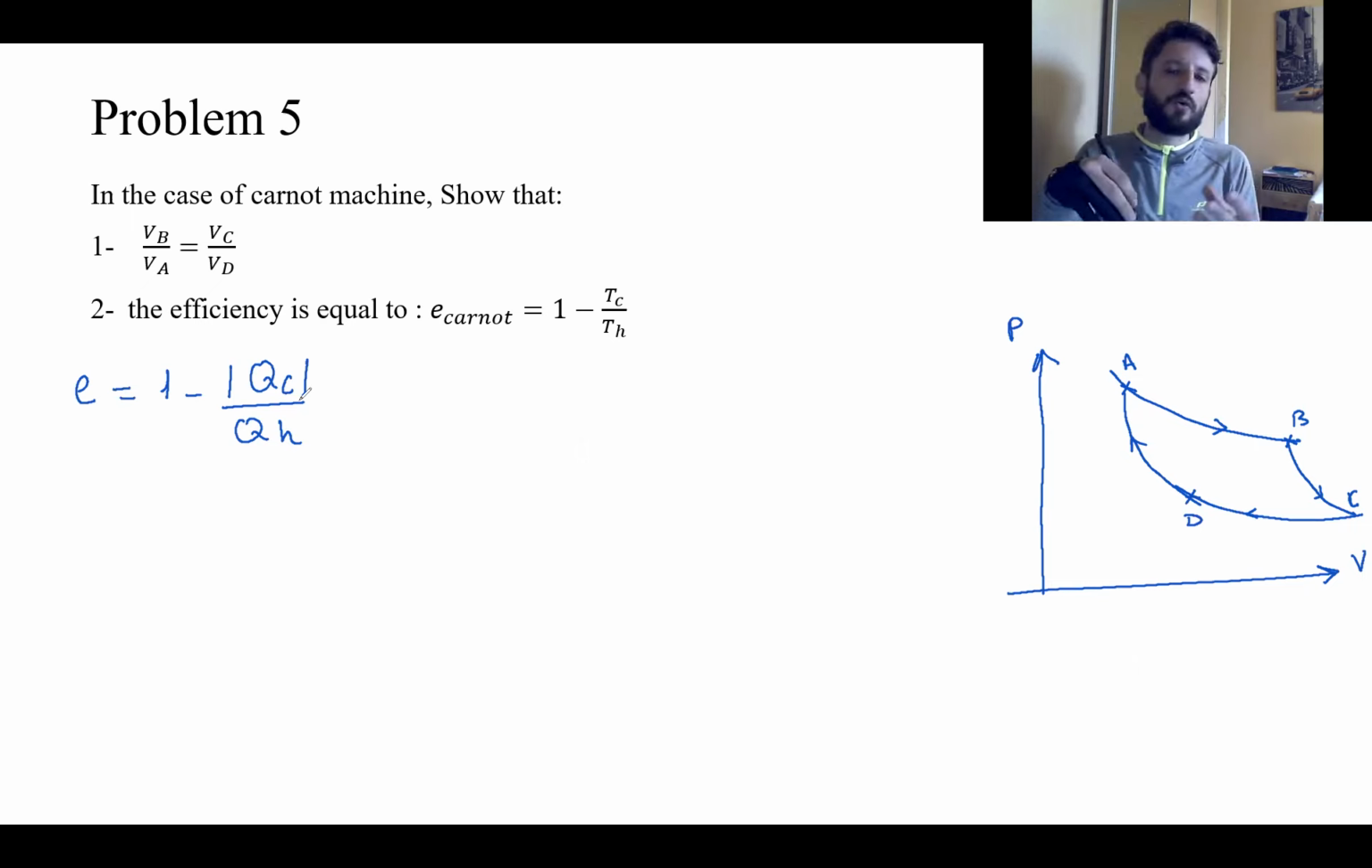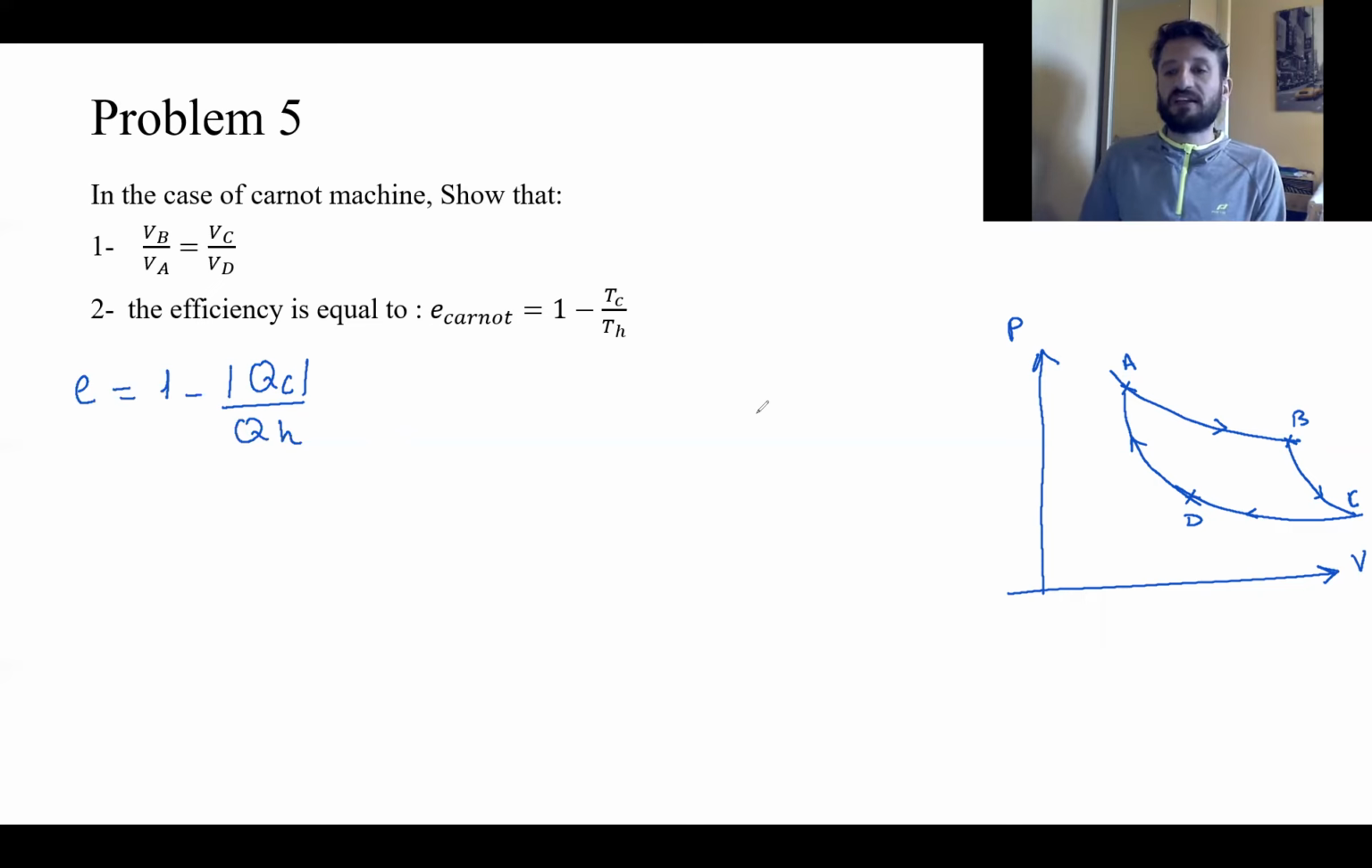We cannot say directly that Q cold is QCD and Q hat is QAB. You have to prove that QAB is positive, it's Q hat, and QCD is negative, it's Q cold. So we have to find Q cold and Q hat.